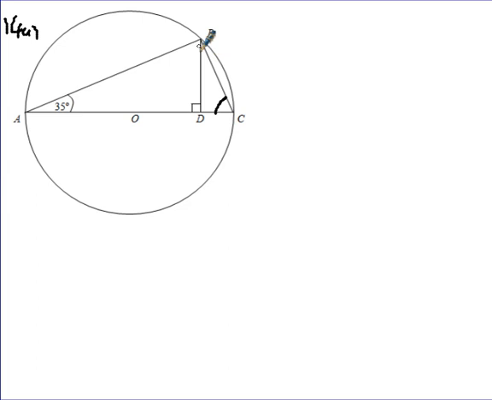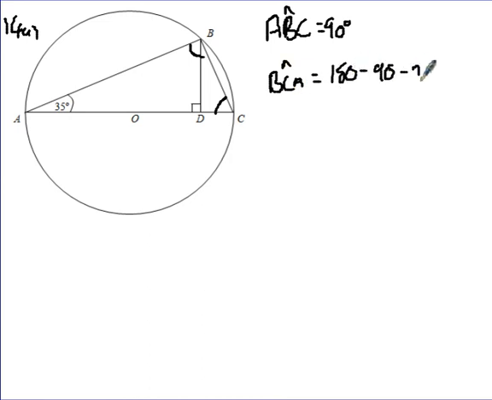So what we can say is that ABC, this angle in here, is a right angle. It's got to be because it's a semicircle. So we can then say that the angle that we're after, which is BCA, is going to be 180 minus 90 minus 35. And that will then give us this angle is 55 degrees.